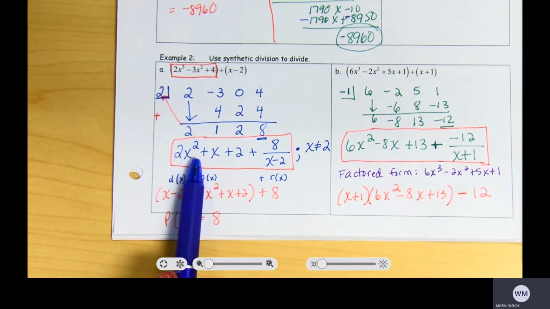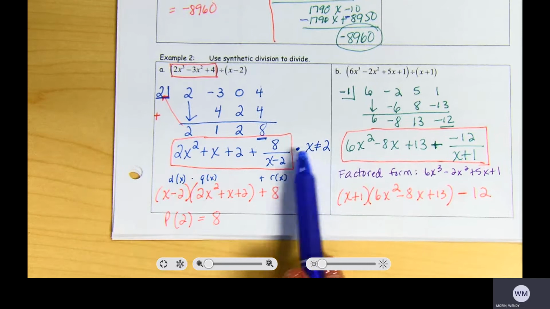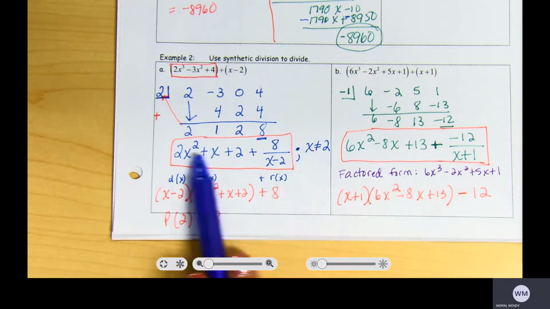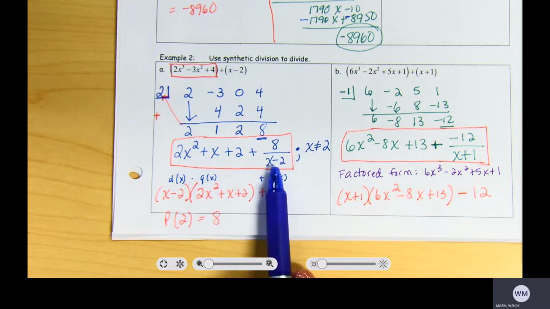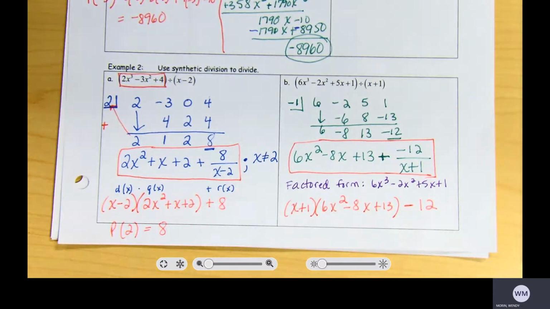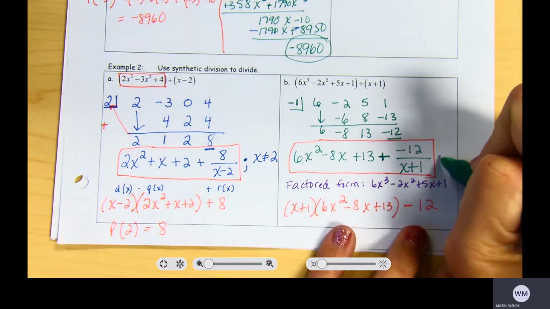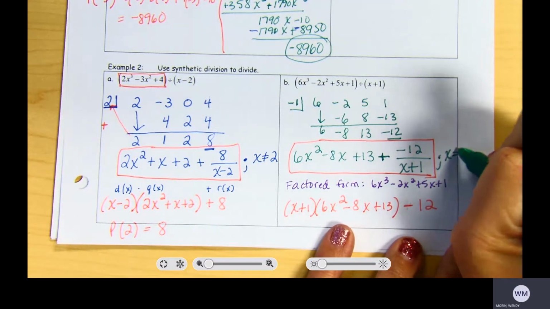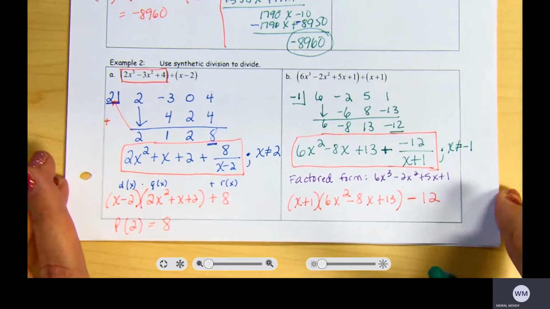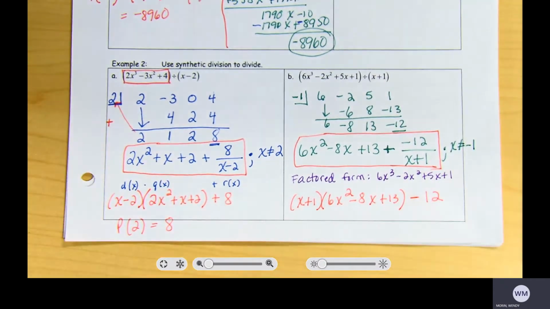Now, I know I didn't make a big deal out of the restrictions, but if they ask you for the restrictions on the domain, I would write them all the time when you give me an answer for dividing. You cannot divide by 0. So on this one, x cannot equal 2. On this one here, your restriction is x cannot equal -1. So if they're asking you for any kind of restrictions, that's what they are asking you for.